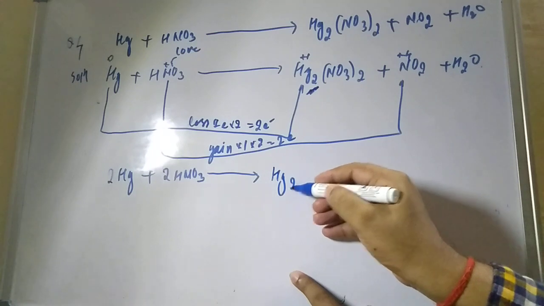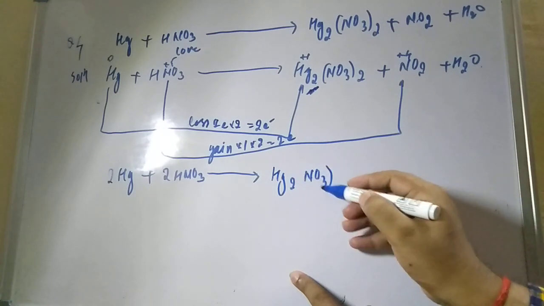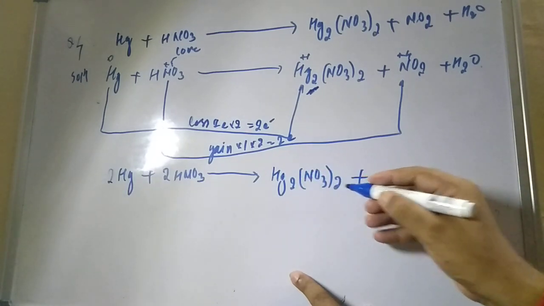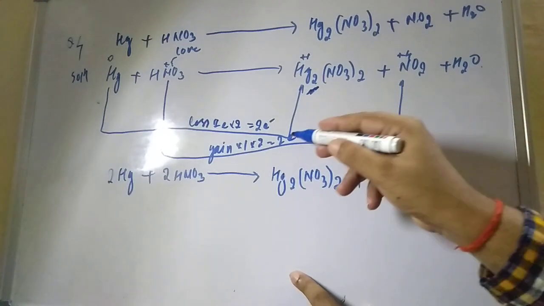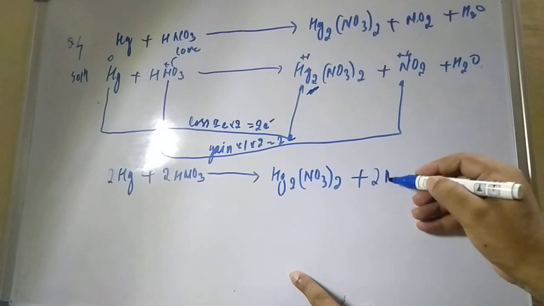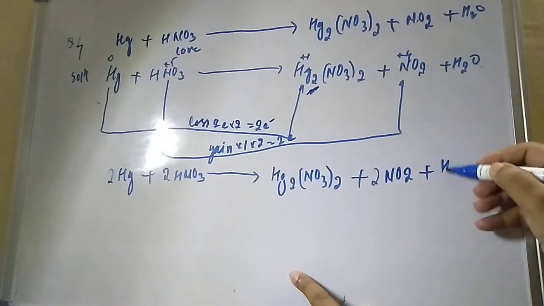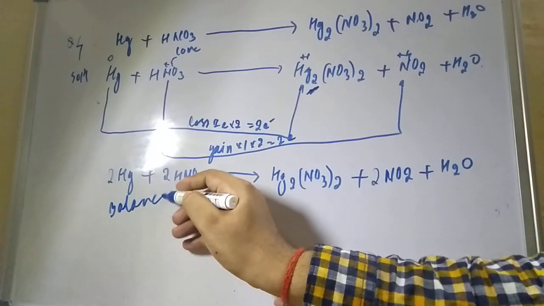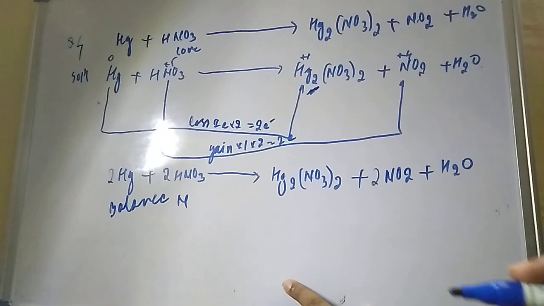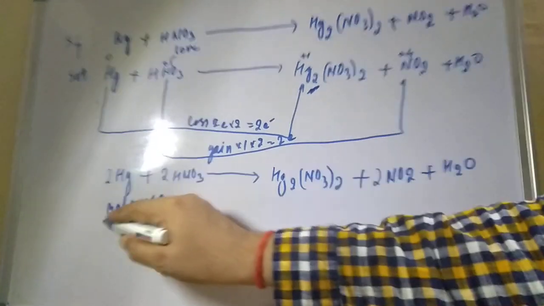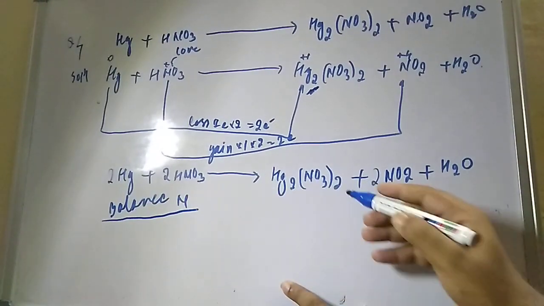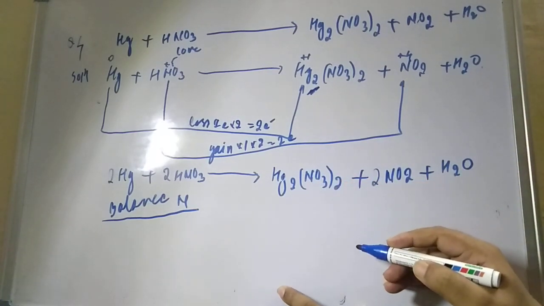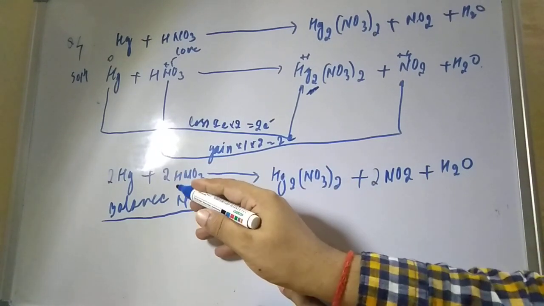So what will it give? Hg2(NO3)2, Hg2(NO3)2 plus what will it give, students? Here you are multiplying by 2, so it will give 2NO2, that is also no problem, plus water. Now we have to balance nitrogen. How can you balance nitrogen? Check the right side, how many nitrogens are there. Here you see 2 nitrogens plus 2 is 4 nitrogens, so here you will have to write 4 nitrogen.